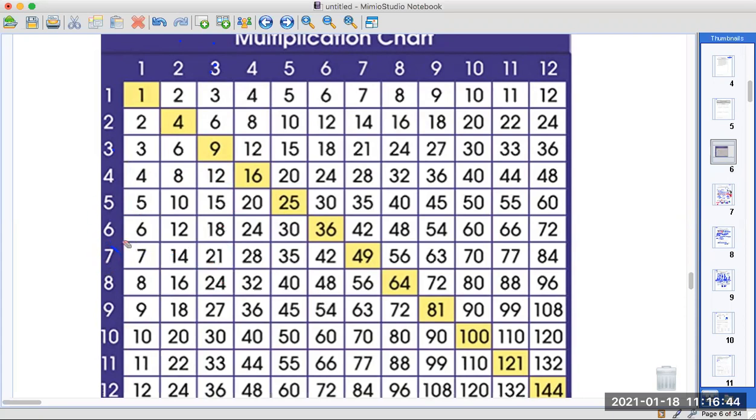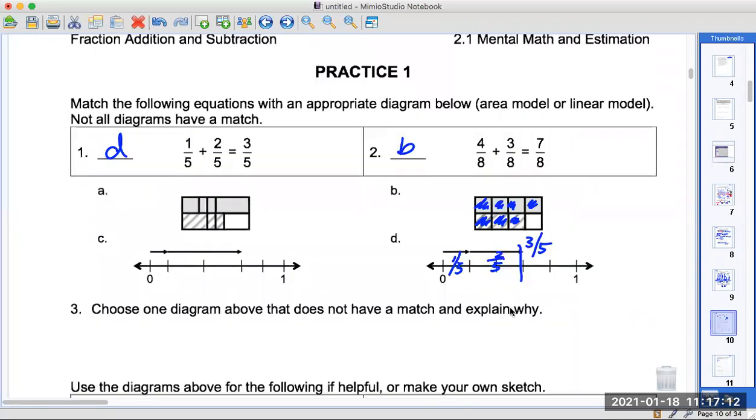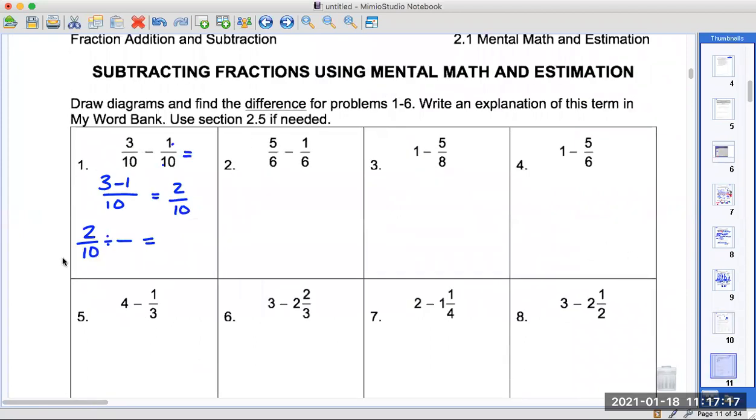So I'm looking for a column or row that has the 2 and the 10. Notice 2 and 10 are divisible by 2. 2 goes into 2 and 2 goes into 10. 2 goes into 2 one time and 2 goes into 10 5 times. So now we're on that page. So I'm dividing by 2.